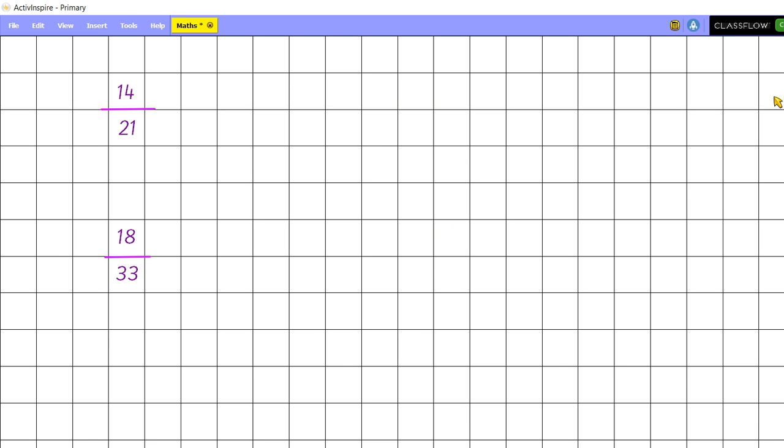Okay, so I've got another one here I need to simplify. 14 over 21, 14 21sts. So the first thing I need to do is find the highest common factor, the common factors of 14 and of 21. Okay, so I'm just going to put those there. So I've got 1 and 14.